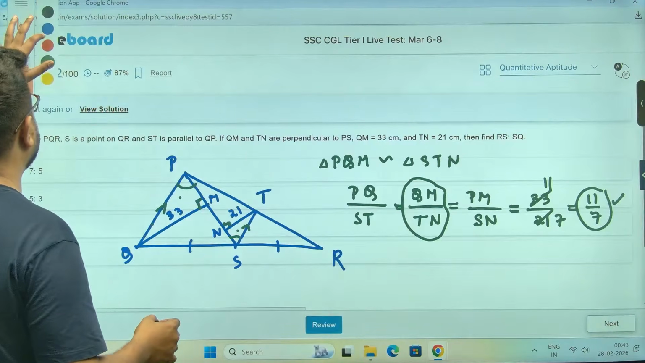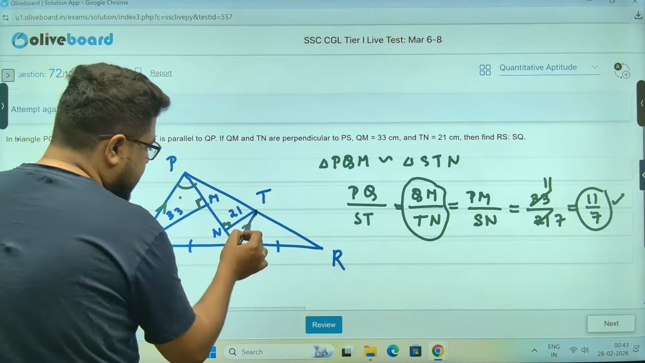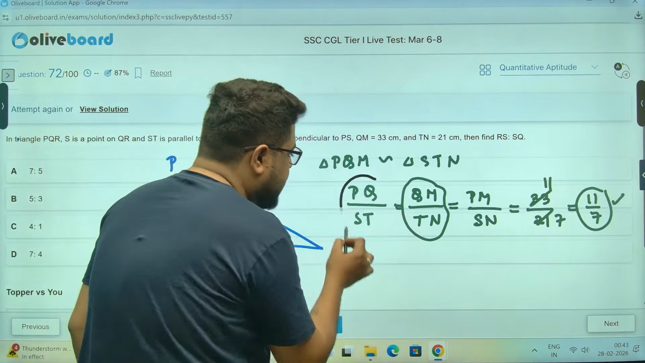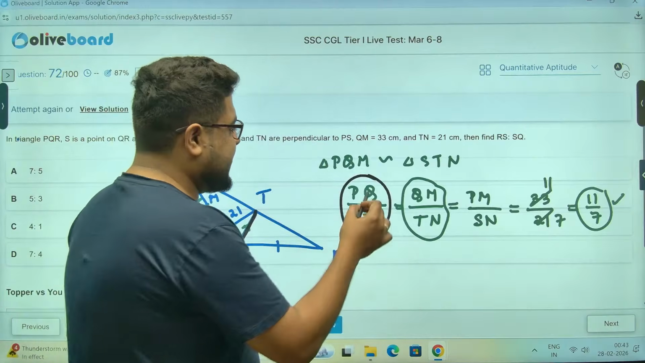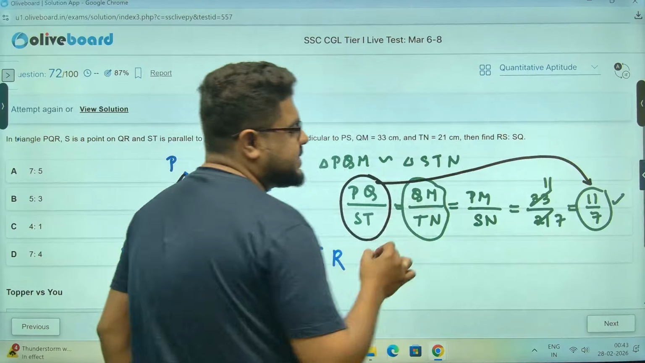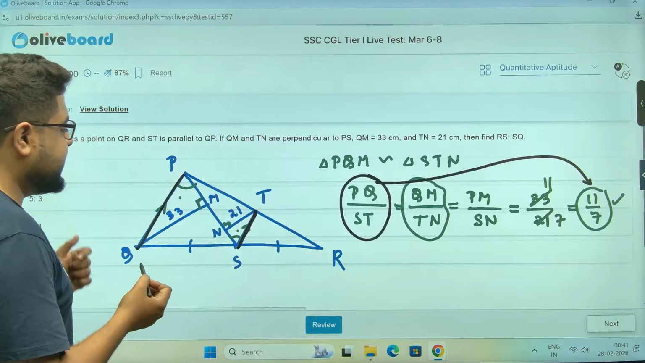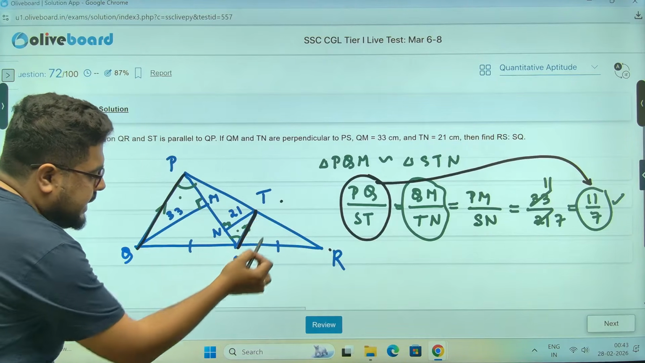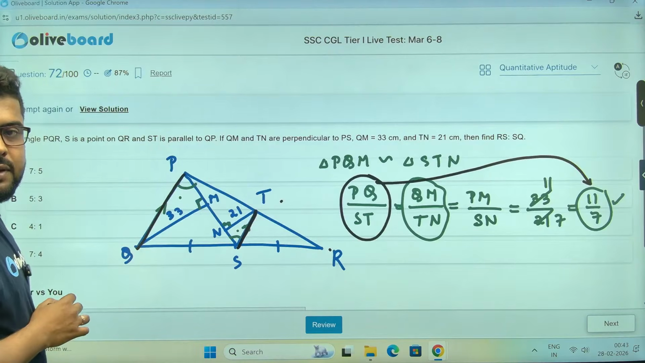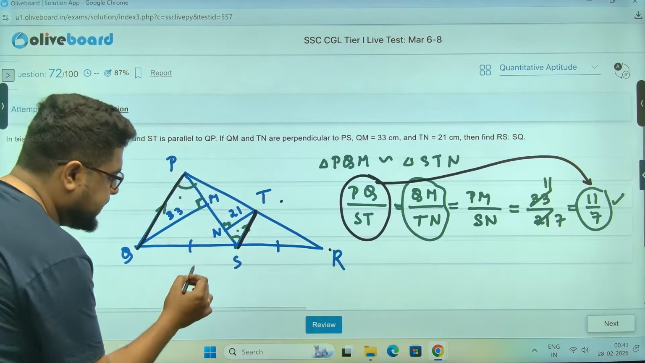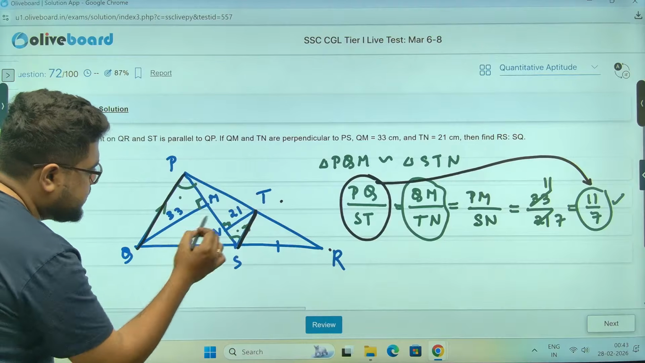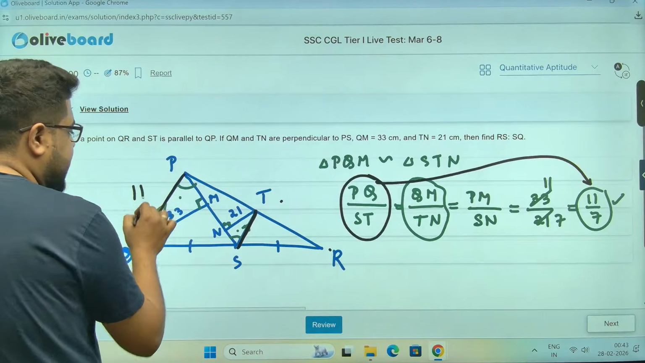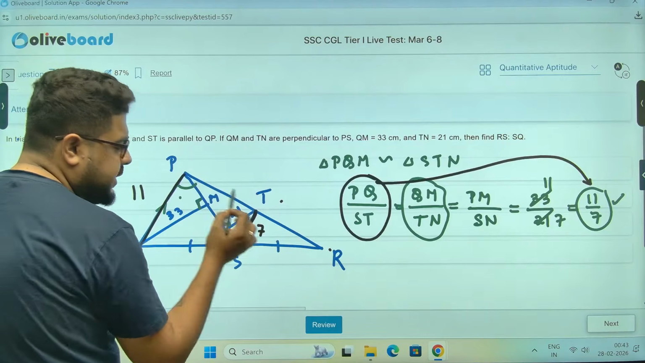Sorry. These two are parallel, na? So definitely I can apply Thales, and already I have PQ by ST. So that means that is equal to this. These two triangles are parallel, meaning similar, RTS and RPQ. So I can simply say, if these are 11 and 7, PQ is 11, so this is going to be 7.